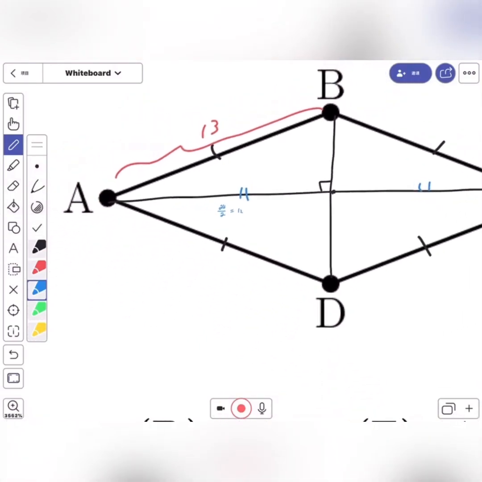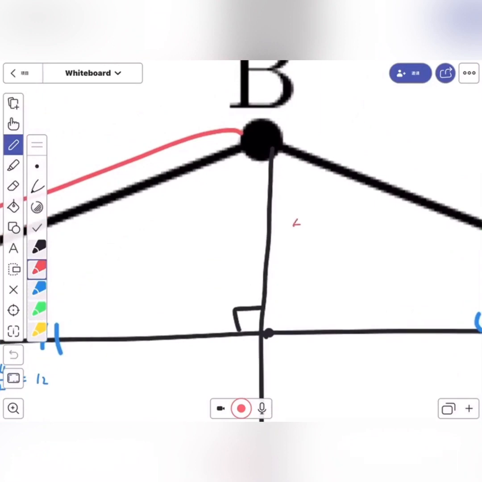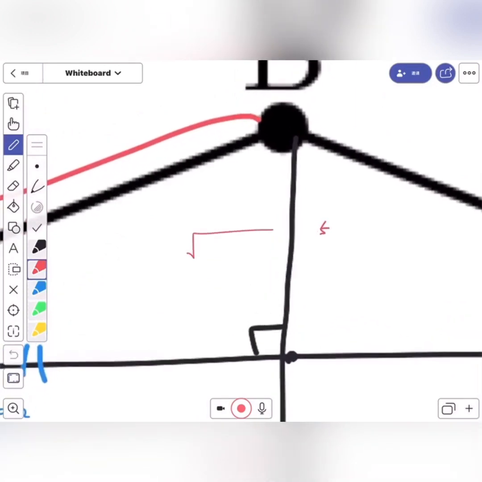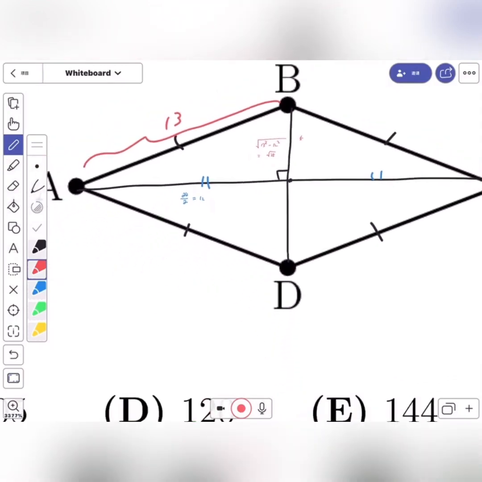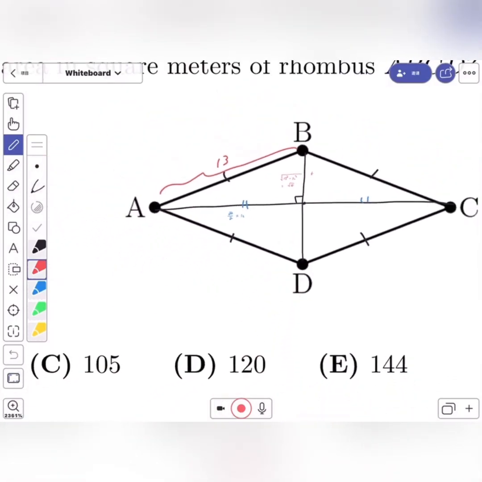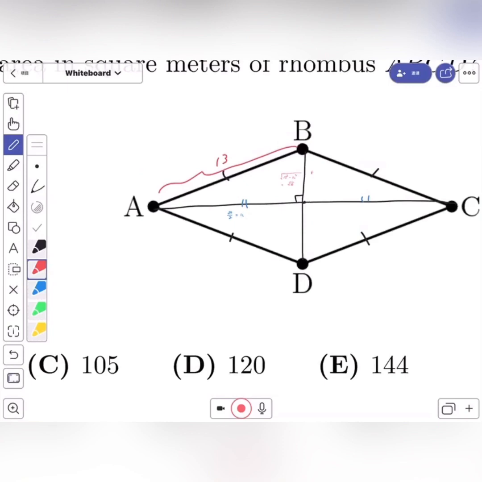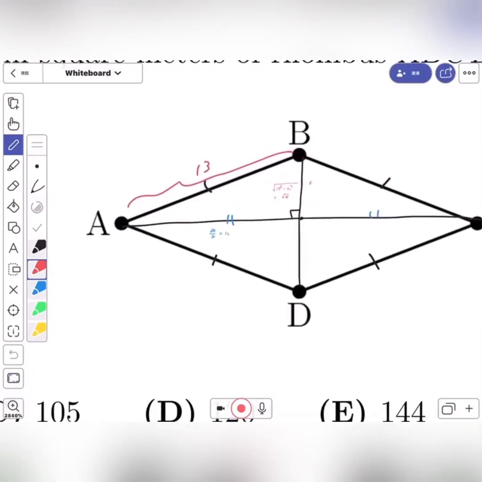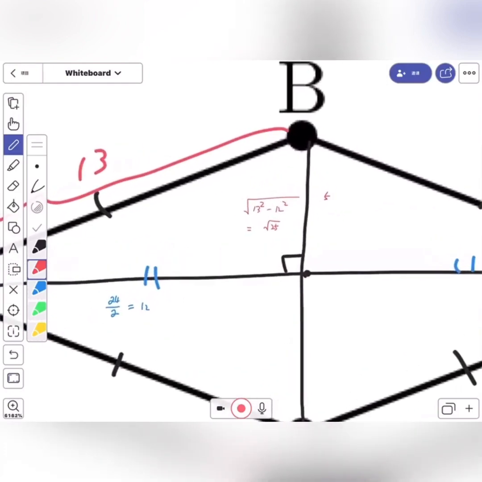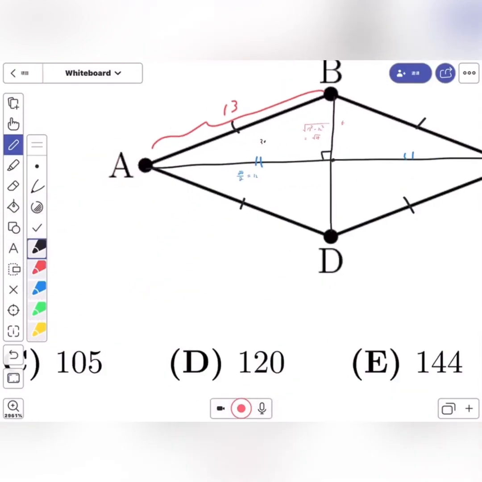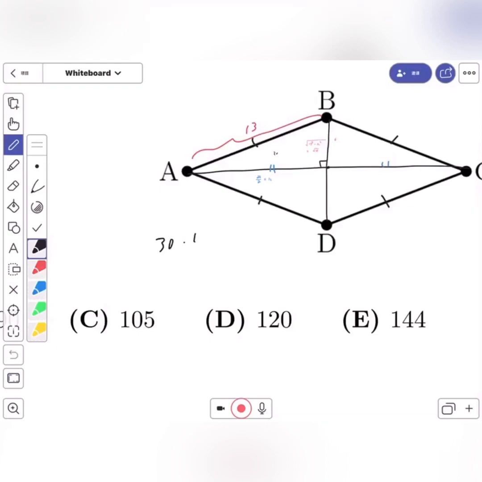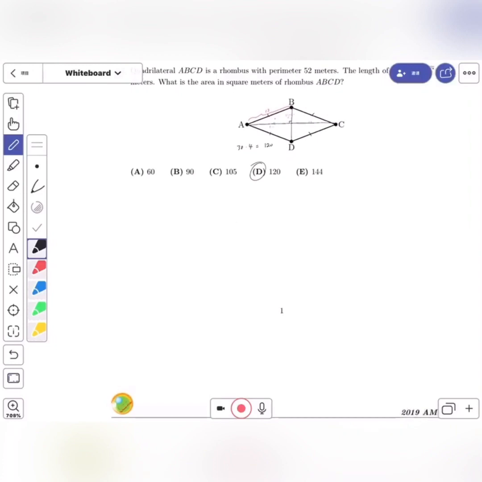And from here, if you remember your Pythagorean triples, then you can clearly see that this length is 5, but we're just gonna confirm: square root of 13 squared minus 12 squared, which is square root of 25, which corresponds to 5. So, yeah. And now we have 4 such triangles with area of base times height over 2, which is 12 times 5 over 2, which each area would have 30. So our answer is just simply 30 times 4, which is 120, giving us answer choice D.